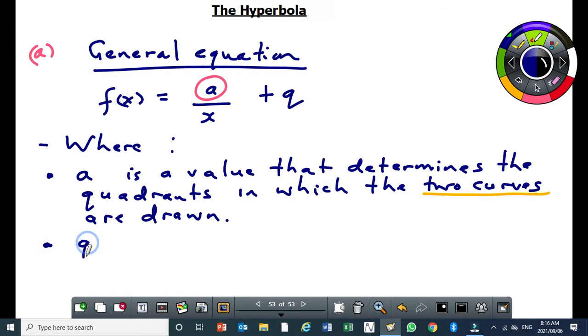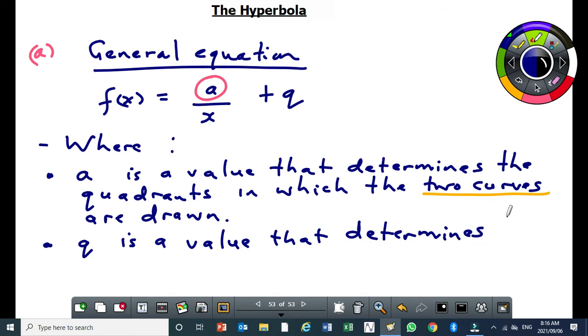Then q is the value that determines the vertical shift. The good thing is we have spoken about this in the past, so I'm not going to dwell on the meaning of q. Okay, so I'll start with the general equation.